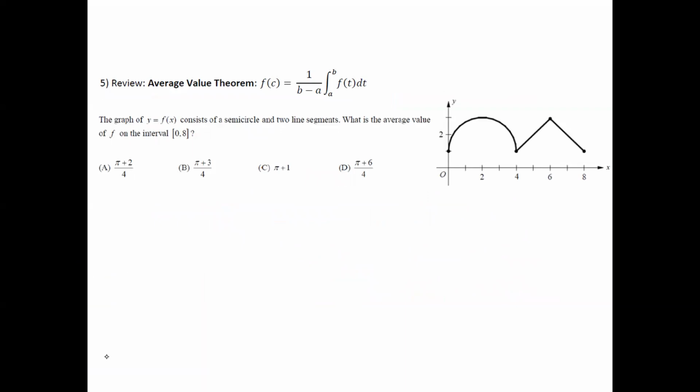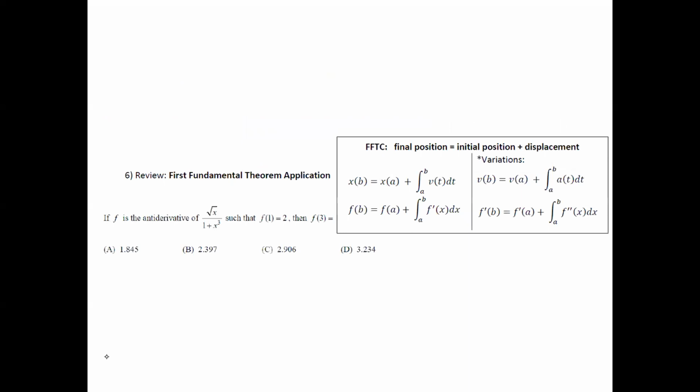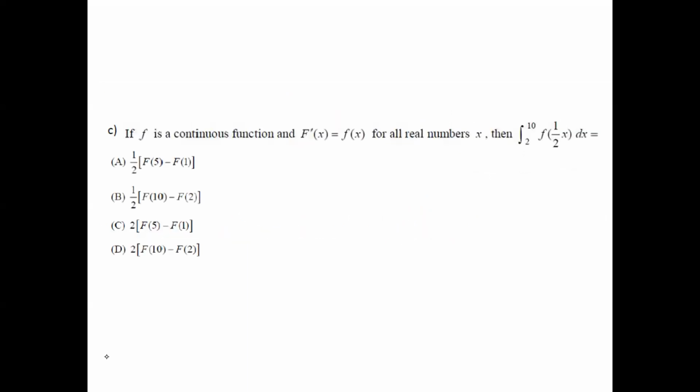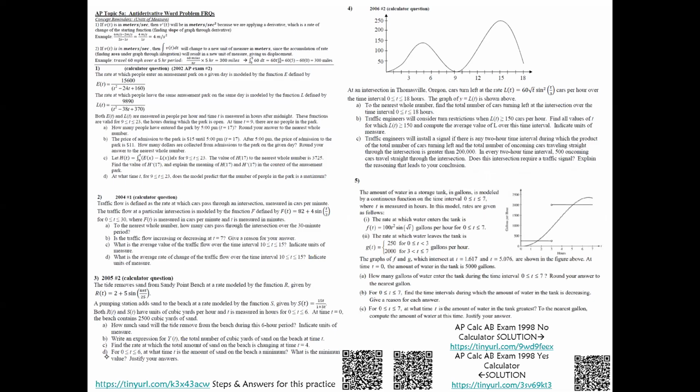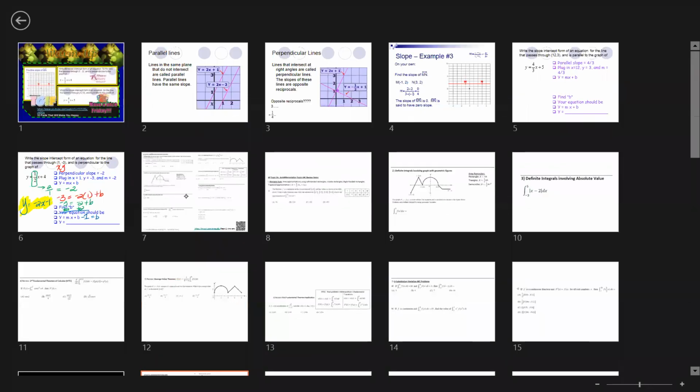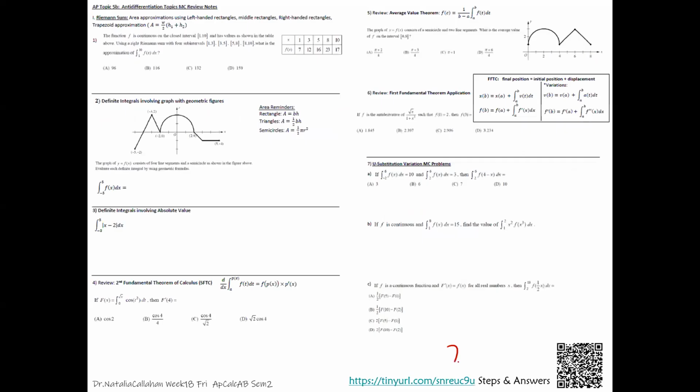All right, so for number 5, go ahead and try this one on your own for the average value theorem. Number 6 for the first fundamental theorem application. And number 7 for u-substitution, A and B. And if you need some assistance with this, keep in mind that you do have the answers right from the beginning on the link right here.